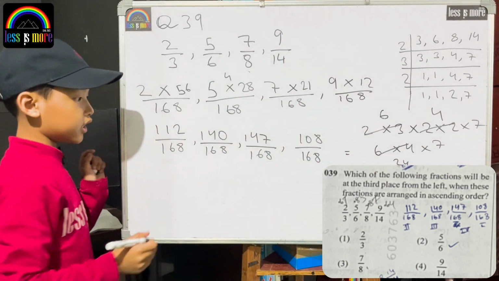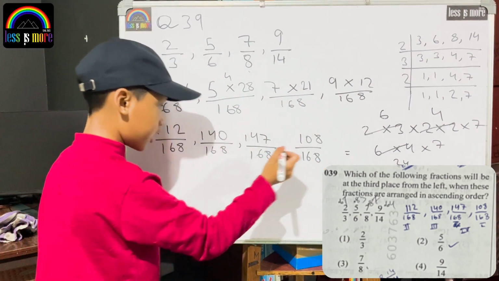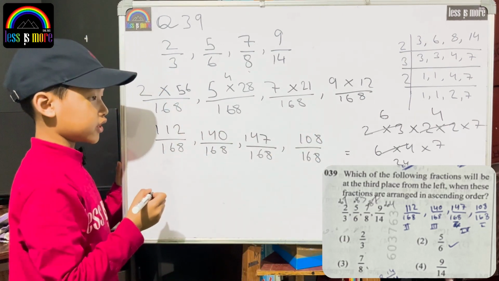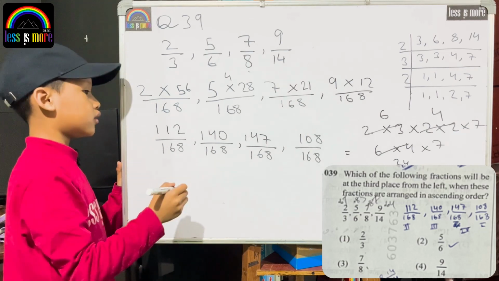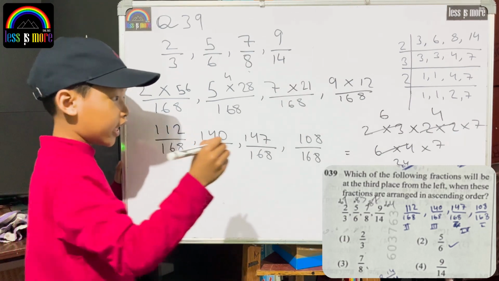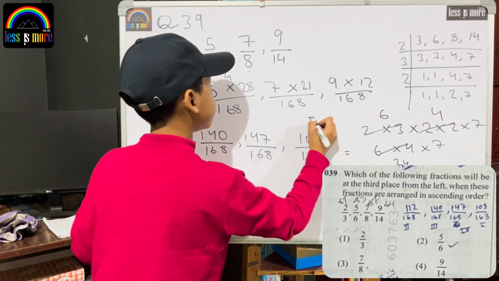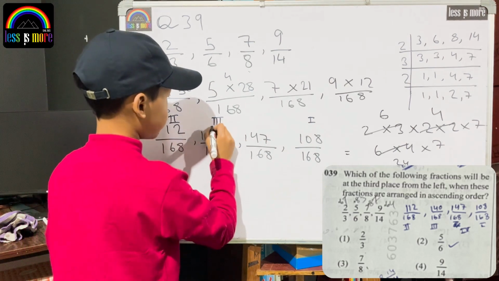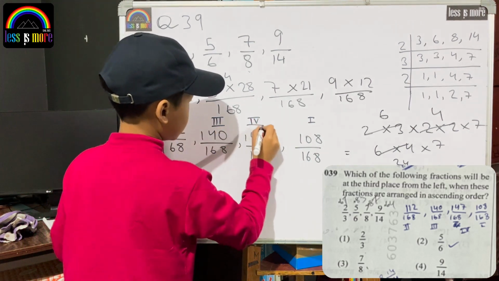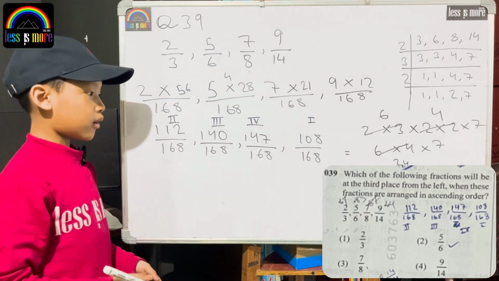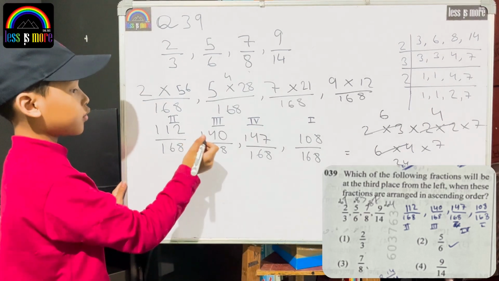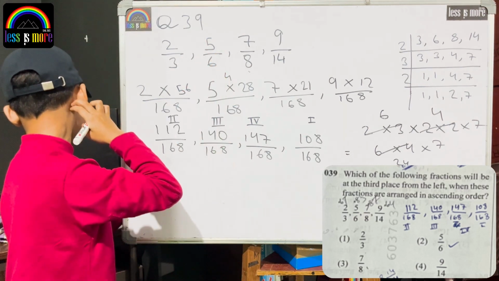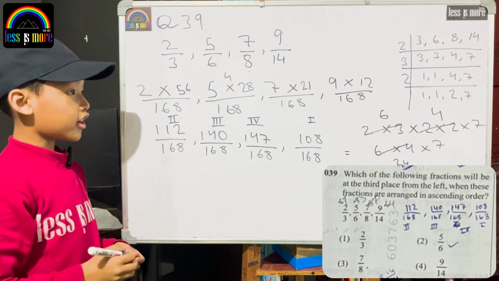So we have to find what's the biggest. Since the denominators are all the same now, we have to compare the numerators. We have to put it in ascending order. Ascending order means smallest to biggest. 108 is the smallest, and it will be the first one. Then the second one is 112. Then the third one is 140. Then the fourth one is 147. Then we got our answer here. The answer will be 140 by 168, which is 5 by 6. The answer to question 39 is 5 by 6.